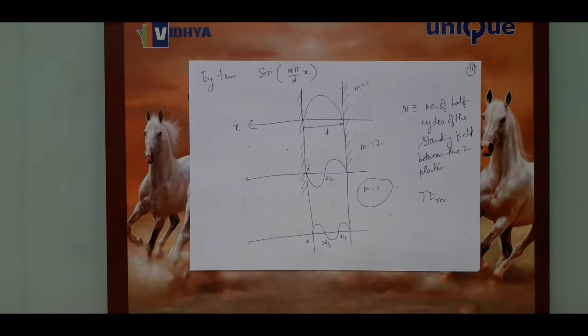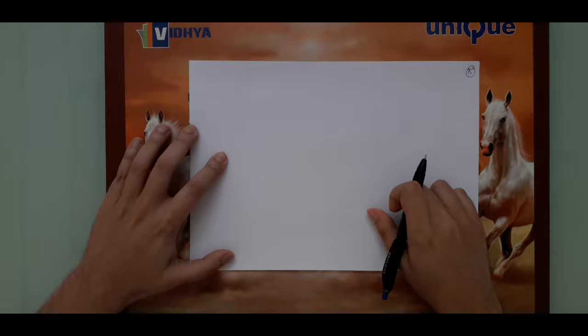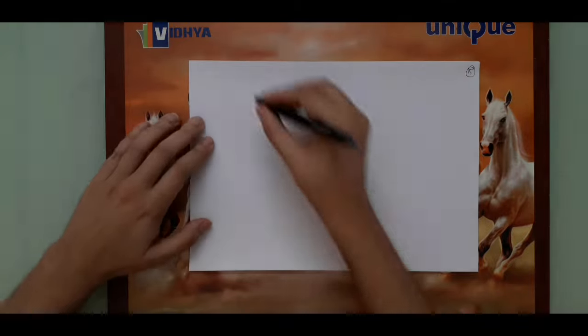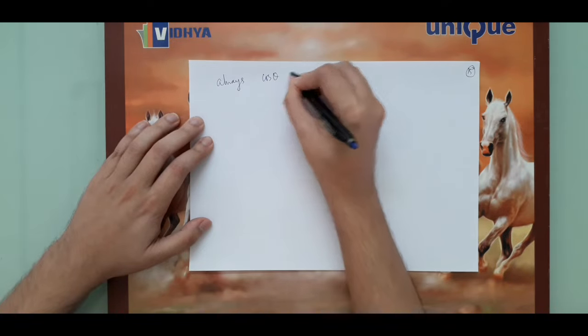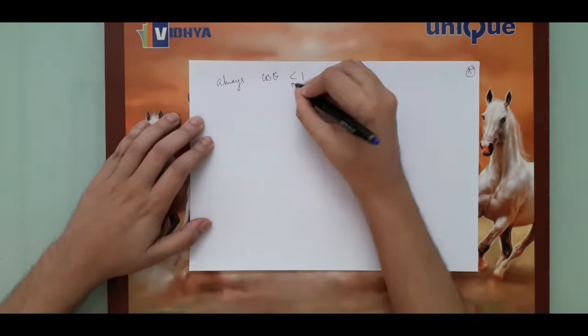So now with this, let us try to understand the constraints in a little more detail. So we said that for different values of m, there can be different values of theta. So what we want is that always cos theta should be less than or equal to 1. Or generally it should be less than 1, not just equal to.